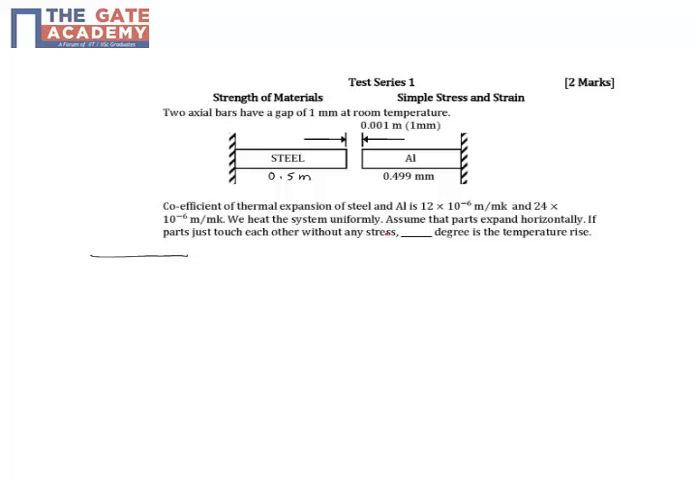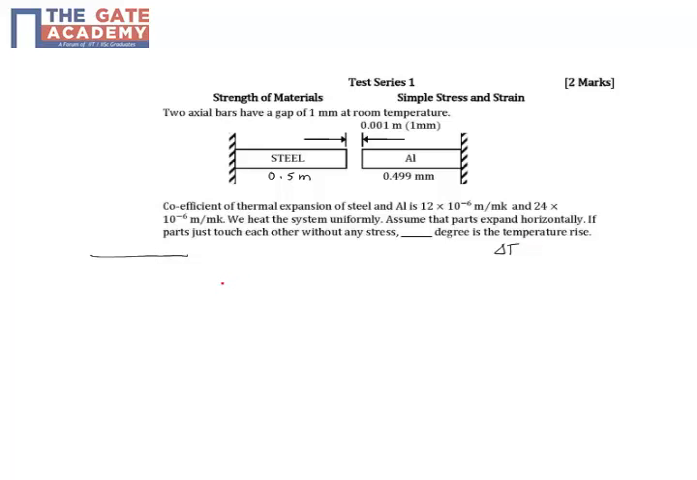As the temperature increases, the steel will expand as well as the aluminum will expand, and at a point they will both touch each other. After that, the mutual expansion will be restricted by the components, and stress will develop, but till that point nothing will happen. So what is asked is: how much temperature rise delta T can I apply, the max I can maintain without any stress.